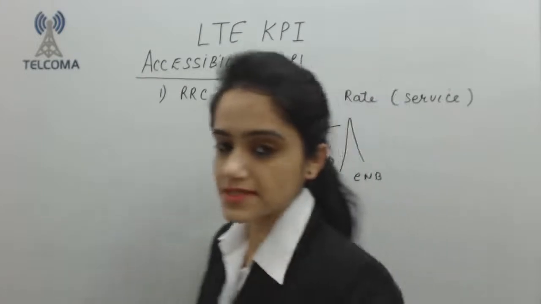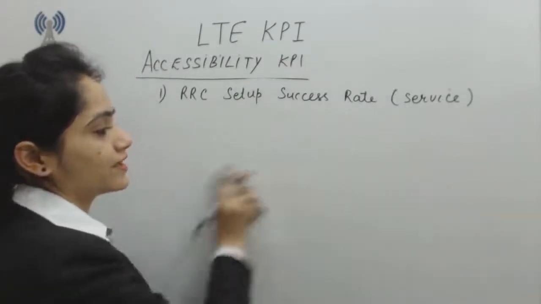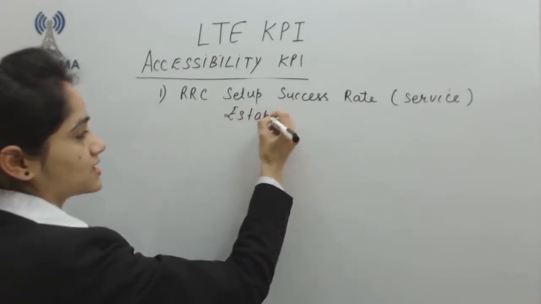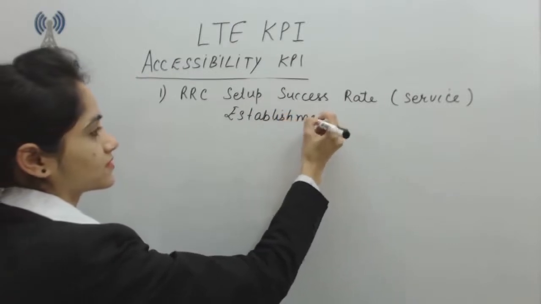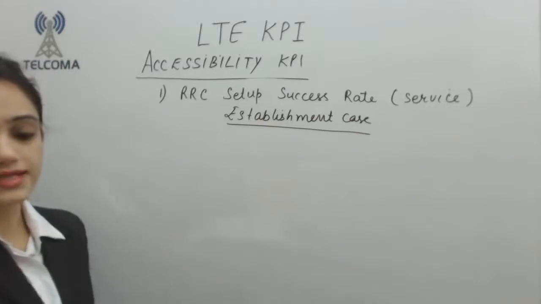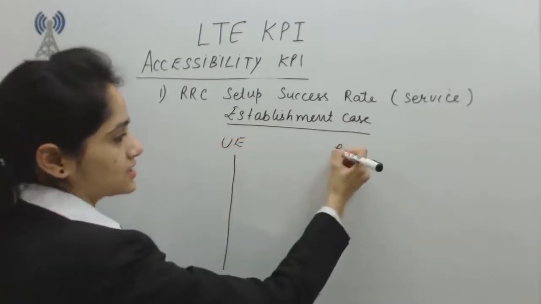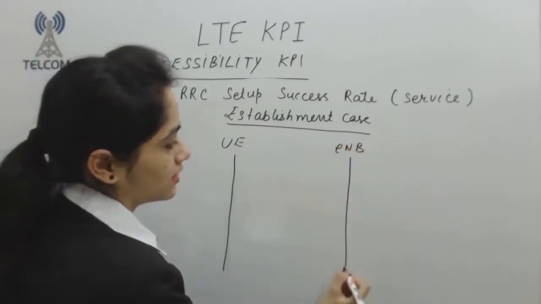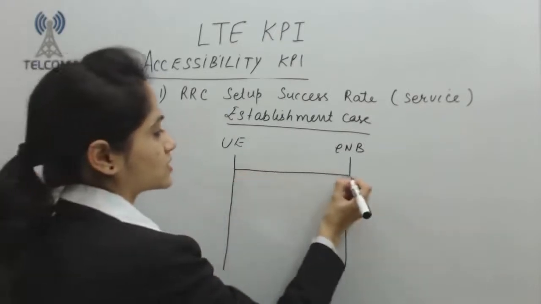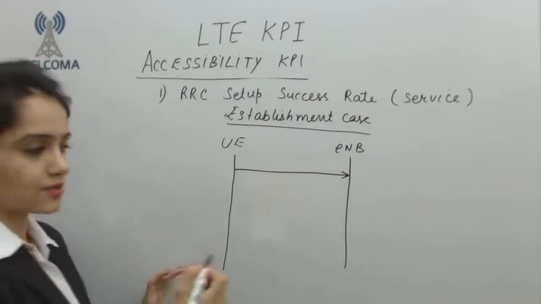Now we have some messages. So I can say that these services are a case of establishment cause. Now we have entities that we require to communicate between user equipment and the eNode B, which is an evolved Node B. First of all, there is a message from the user equipment to the eNode B, and the message is RRC connection request.